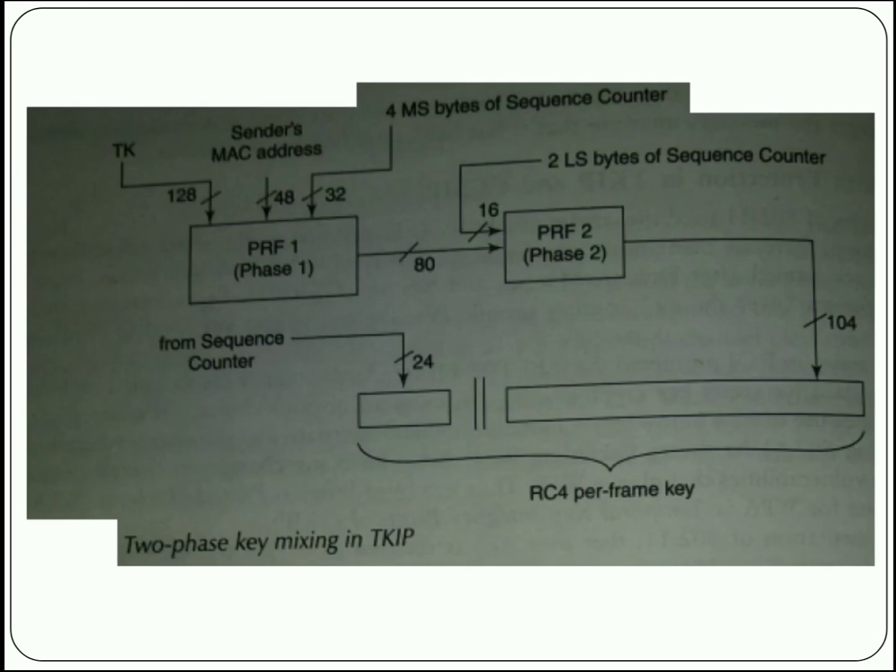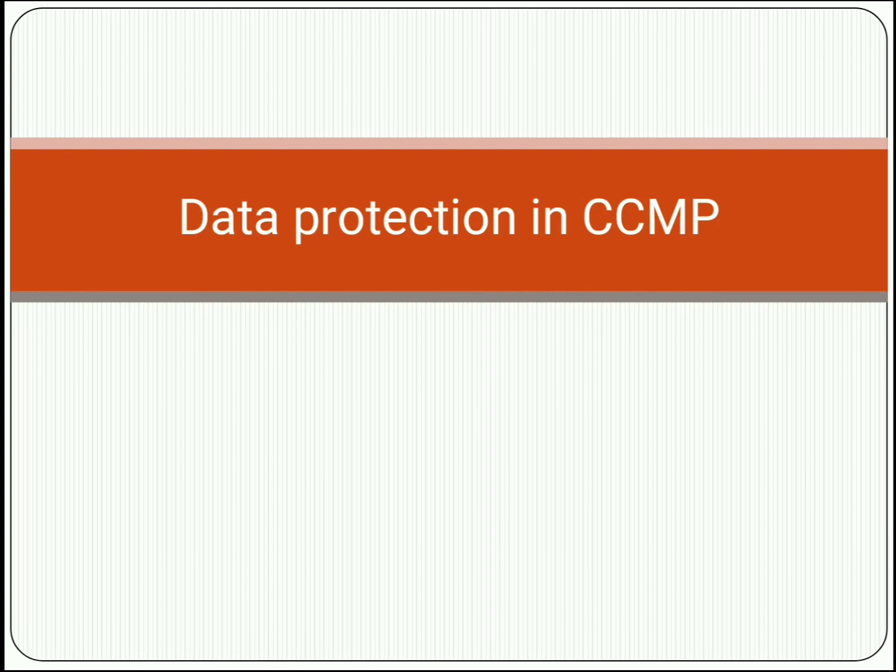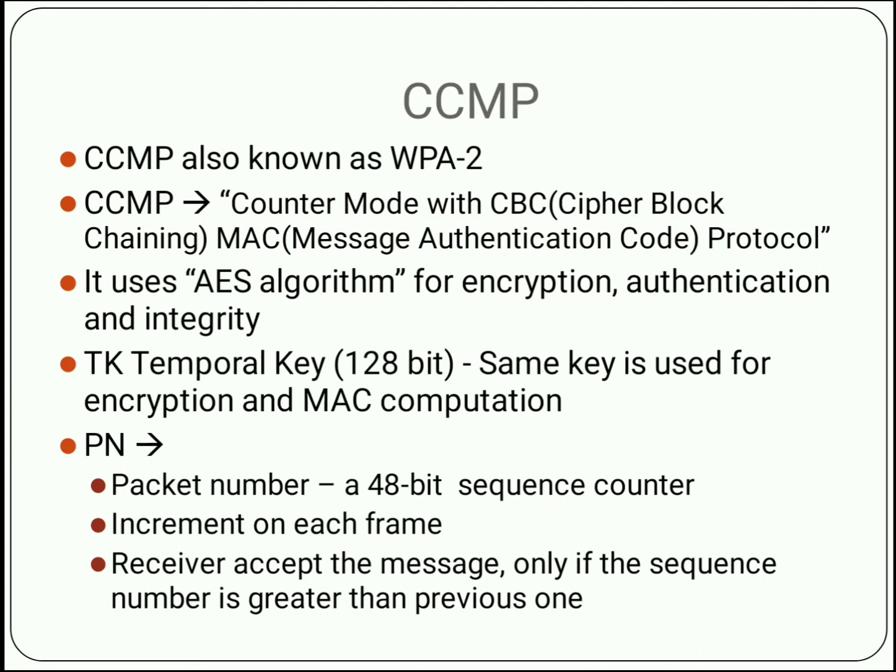So this figure I have already discussed. You can check it. Then we have the second method, that is data protection with CCMP. So what is CCMP? It is also known as, I told you, WPA2. CCMP is counter mode with CBC-MAC protocol, where CBC is cipher block chaining and MAC is message authentication code.